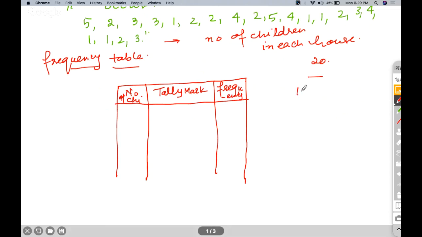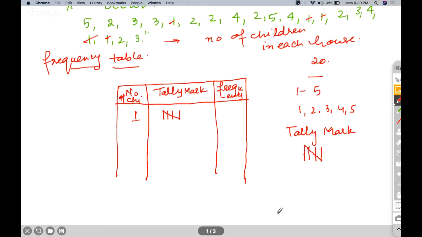So as this number is going from 1 to 5, all numbers are 1, 2, 3, 4, 5. Number of children is 1. Tally mark is how much? 1, 2, 3, 4, 5. So tally mark means, see what happens. I draw 4 lines like this and 1 line like this for 5. Let me explain here. Tally mark: if any number is coming once, I'll make 1 line. If 2 numbers are coming, I'll make 2 lines. If 3 numbers are coming, I'll make 3 lines. If 4 numbers are coming, I'll make 4 lines. If 5 numbers are coming, I'll make 4 horizontal lines and 1 diagonal line. So this is for 5.